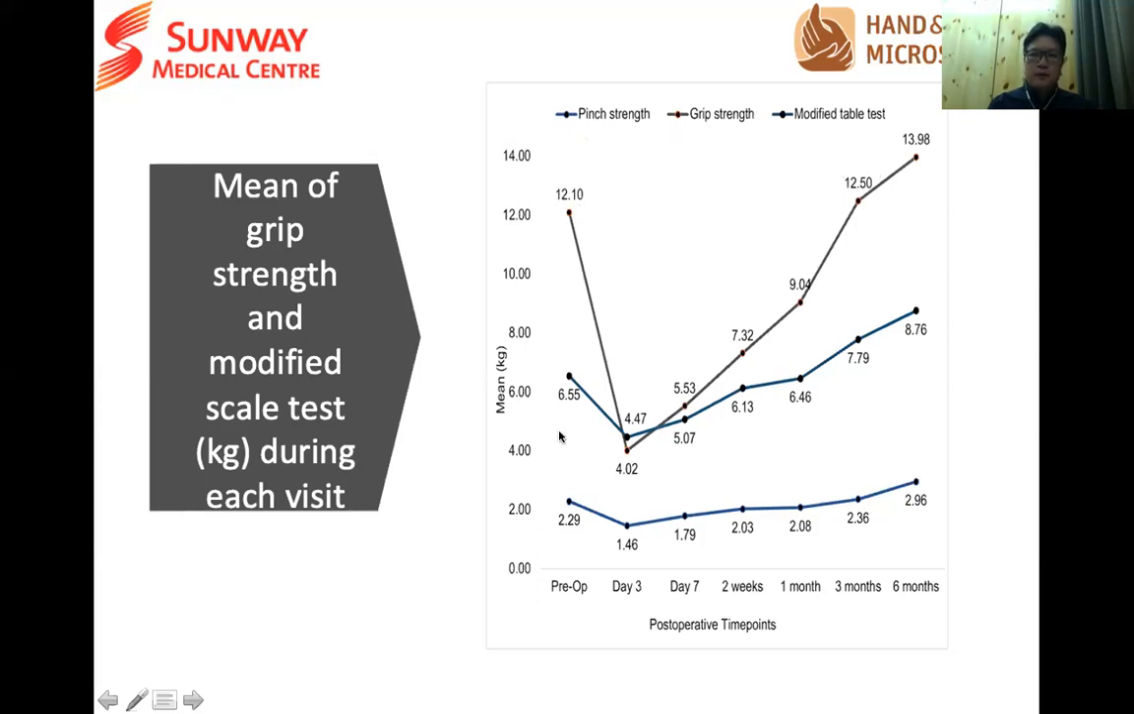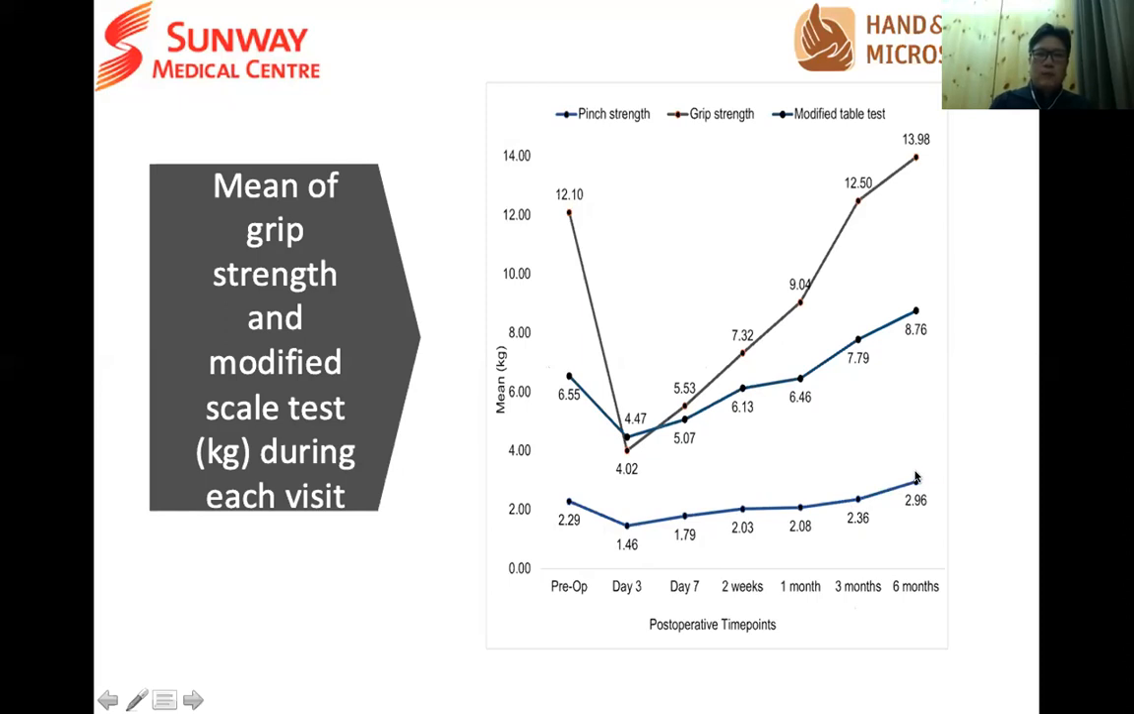Second is pinch grip. The second graph here is the modified table test. So one of the problems with carpal tunnel release is you get some carpal bones instability after you release the retinaculum. That can cause problems when you press on the table and cause instability. And again, if you see this at 3 months, patients are already doing better than pre-op. And same thing with pinch grip, it is already better than pre-op at 3 months. It drops on day 3, but then it slowly increases over time.